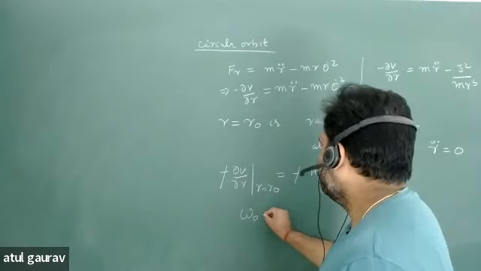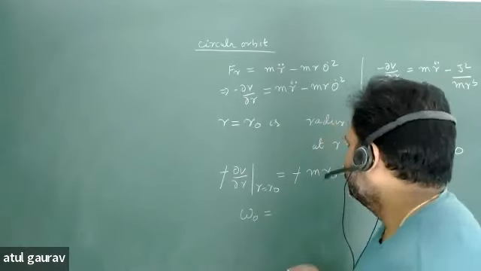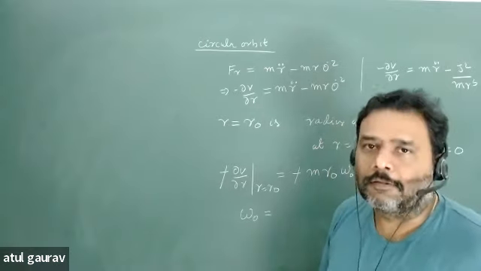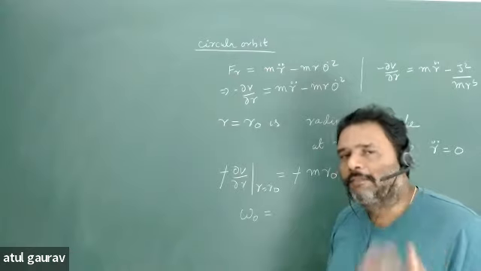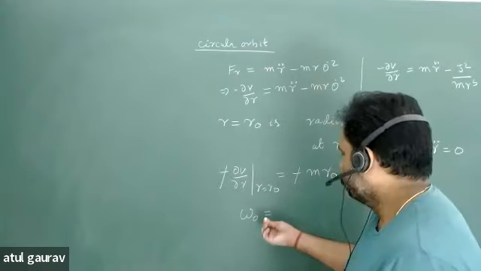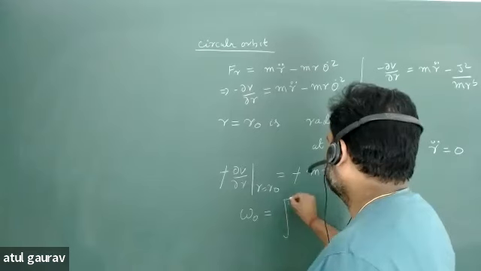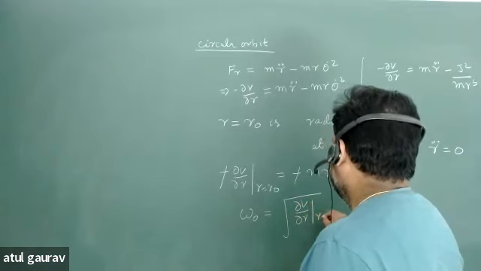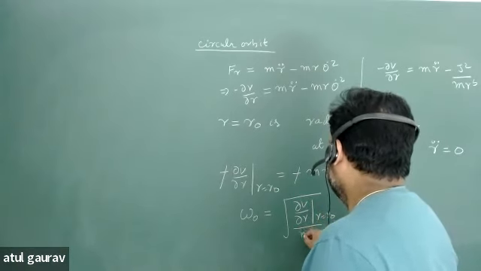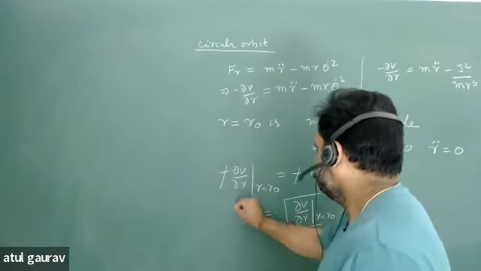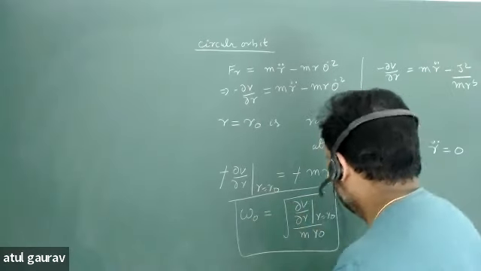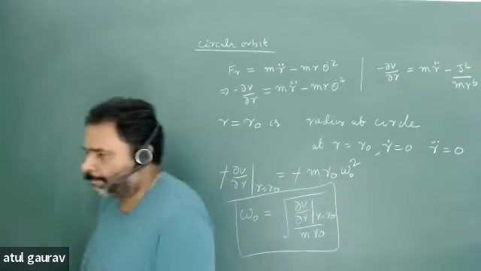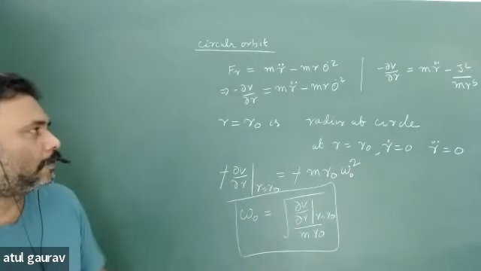We can easily calculate the value of angular velocity, and if you can calculate the angular velocity, you can easily calculate the time period also. This is one of the very famous questions for your examination. So what is going to happen? You will just get del V upon del R at R is equal to R naught by M R naught. Yes, everyone is comfortable? So you can use this as a formula.